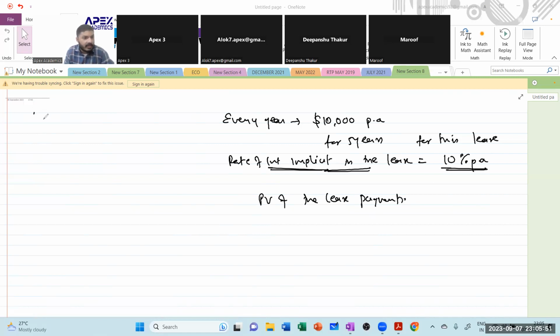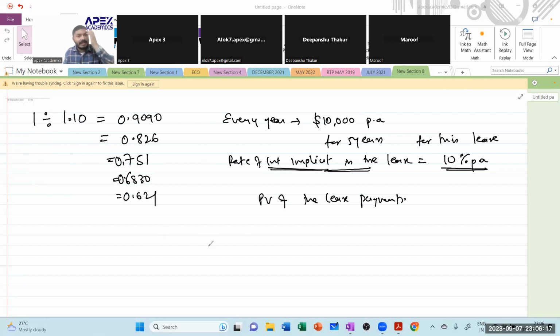How do you do this on your calculator? 1 divided by 1.10, press equal to once, you will get 0.9090. Second equal to, you will get 0.826. Third equal to, you will get 0.751. Right? 1 divided by 1.10. Check it. Fourth equal to 0.6830. Fifth equal to, you will get 0.621. These are the present value factors.